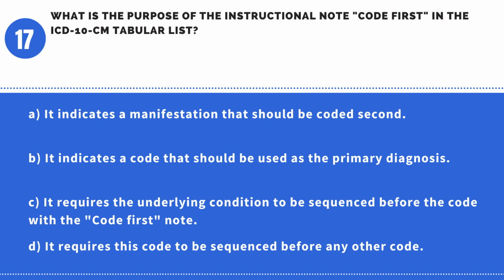Question 17. What is the purpose of the instructional note code first in the ICD-10-CM tabular list? A. It indicates a manifestation that should be coded second. B. It indicates a code that should be used as the primary diagnosis. C. It requires the underlying condition to be sequenced before the code with the code first note. D. It requires this code to be sequenced before any other code.